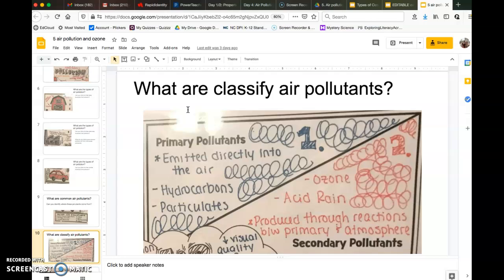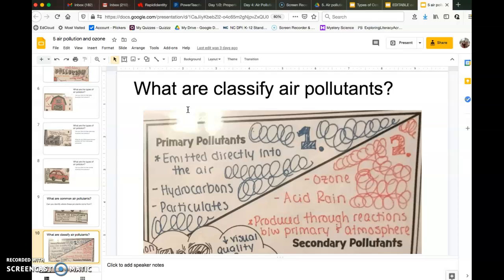And then on the flip side, we have what we call secondary pollutants. Secondary pollutants are produced through reactions between primary pollutants, or things emitted directly into the atmosphere, and the atmosphere itself. So that means that at some point in time, we have a chemical reaction happening between the atmosphere and the pollutant that was put in the air, and that is what is polluting the air now.